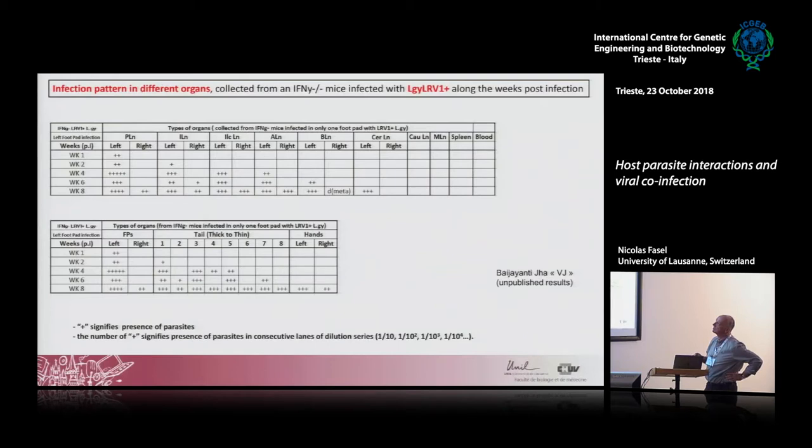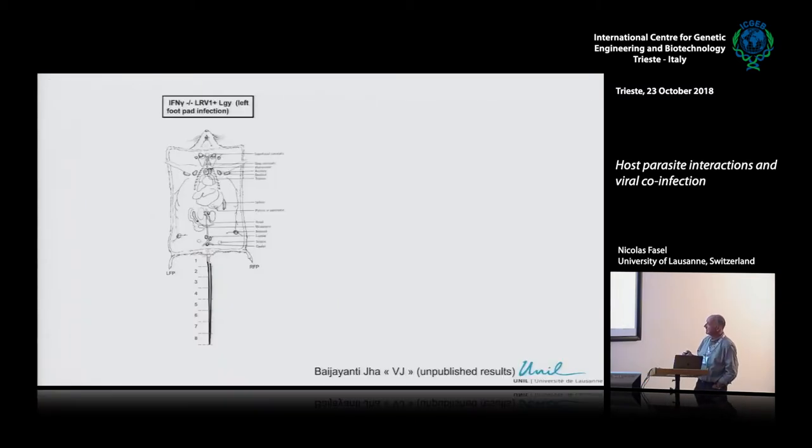So you can see at week 2 that you have an increase, and at week 4 in the popliteal. Then you can start to see it in the iliac, in the inguinal, and so on. And she did also the foot pad, the tail, the hands. So if you have a migration, you inject in the rear foot pad to see if you have it in the front hands. And so based on that, she can generate a model, which is still in progress.